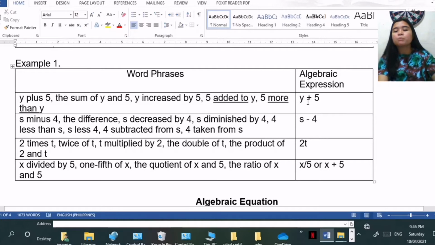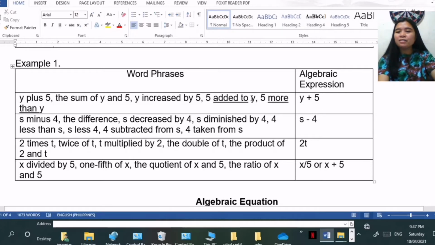So, yung y plus 5, pwede siyang, ayan, common na nga. Sinabi ko kanina ito, y plus 5. Or it can be the sum of y and 5. Kasi diba sum, ibig sabihin kapag sum, mag-a-add ka. Kaya pwede naman. Kapag nabasa nyo na the sum of y and 5, ibig sabihin yan, ganito po siya sa algebraic expression. Okay po? Or pwede namang y increased by 5. Yan pa din po ang ibig sabihin nun. Y increased by 5. Okay po?